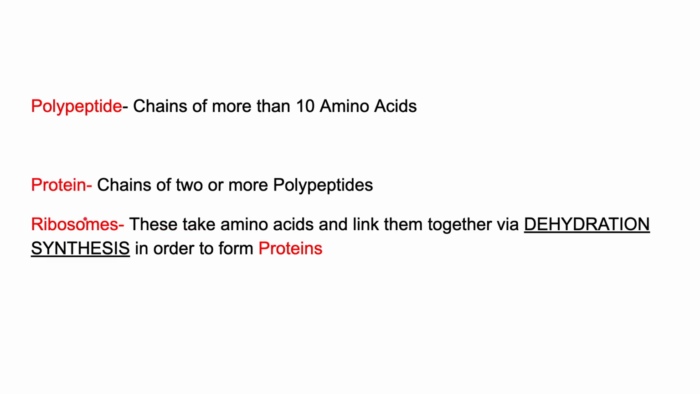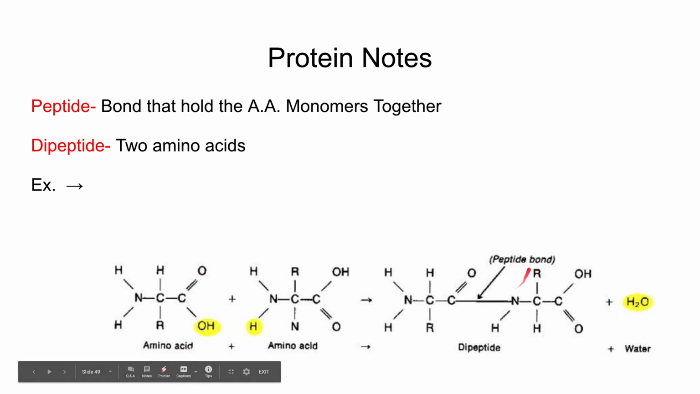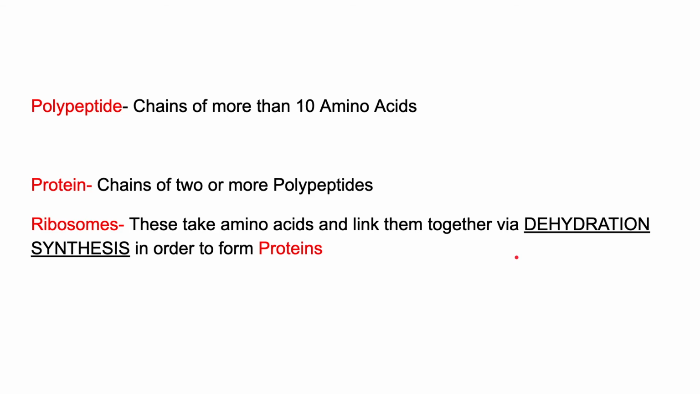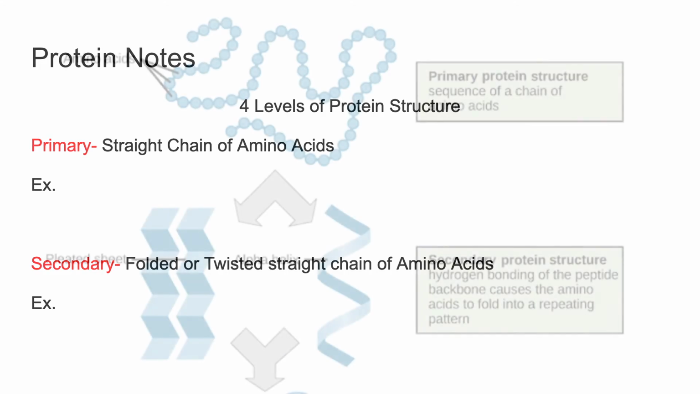And what's responsible for making those long polypeptide chains are ribosomes. And they take amino acids and they actually do this linkage of the different amino acids making peptide bonds. And they do this by dehydration synthesis in order to form multiple different polypeptide chains that end up becoming the full-blown proteins. And when you actually look at these proteins, you have multiple different levels of structure that you can see basically by zooming in on them.